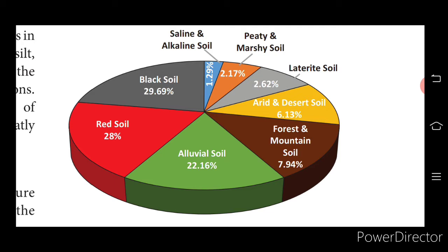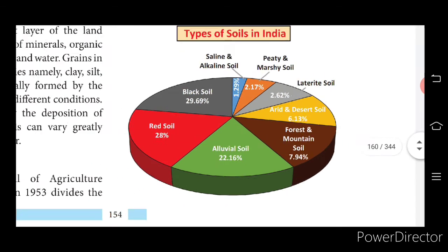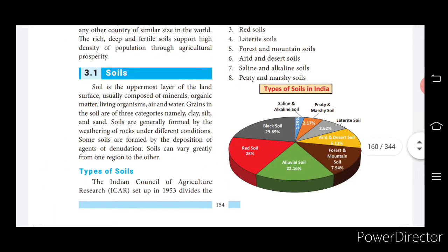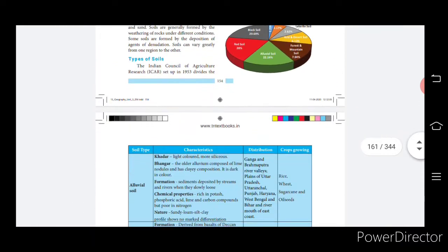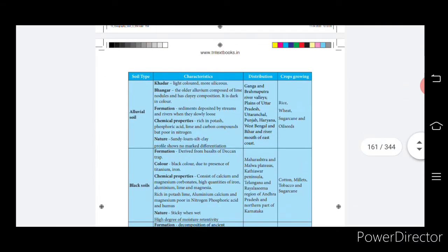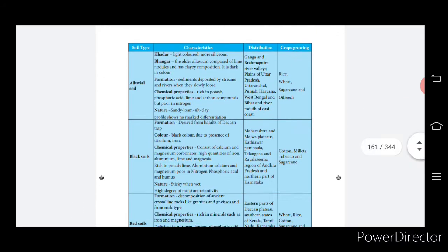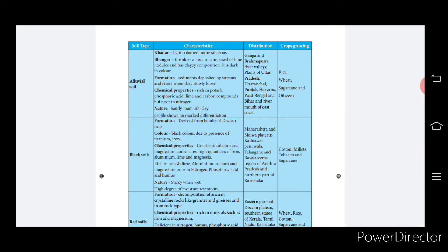So black soil is the mostly distributed soil all over India, the second most is red soil, and the third most is alluvial soil. These are the 8 most important soils distributed all over India. Okay, now coming to the alluvial soil, I am going to tell you about the characteristics of each soil, the distribution and the crops growing in each soil.